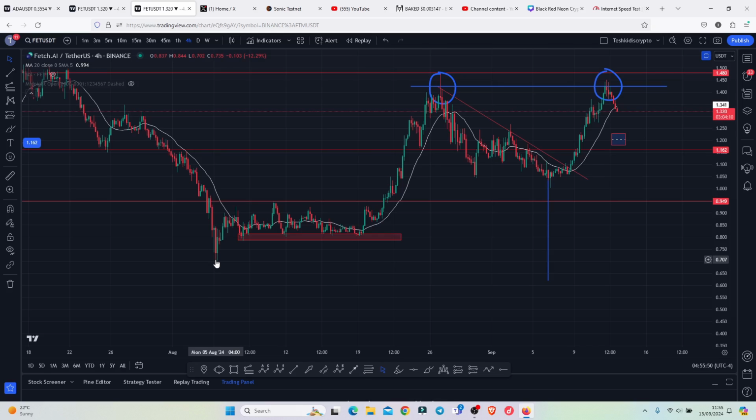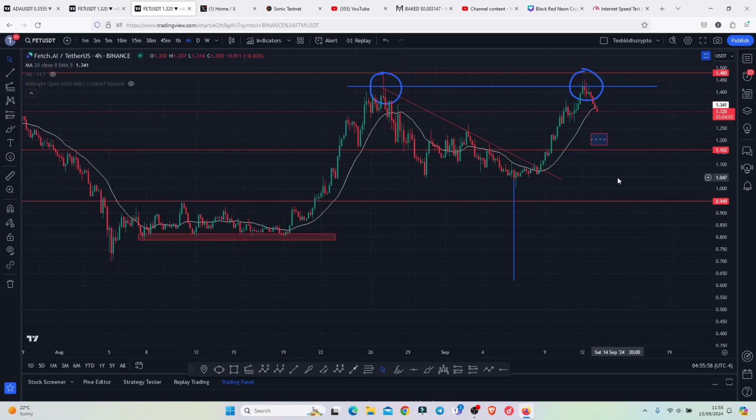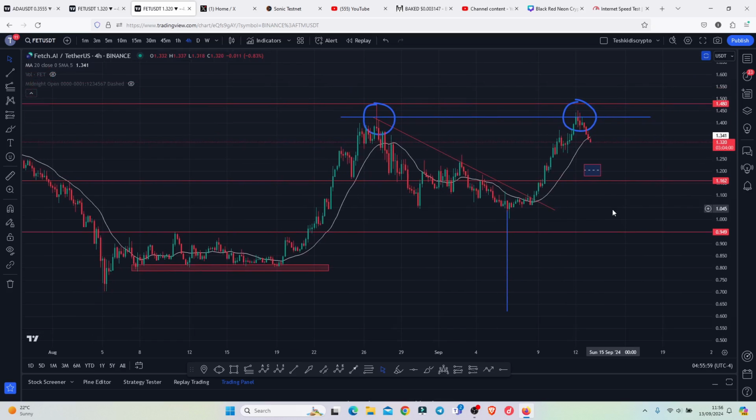So that is something that we need to be cautious about, and we need to also continue paying attention to significant key areas of support here on the Fetch AI chart. So that is the price action that I'm expecting for the next coming hours and also days. And let's be patient and see how that plays out, and I will be keeping you up to date.